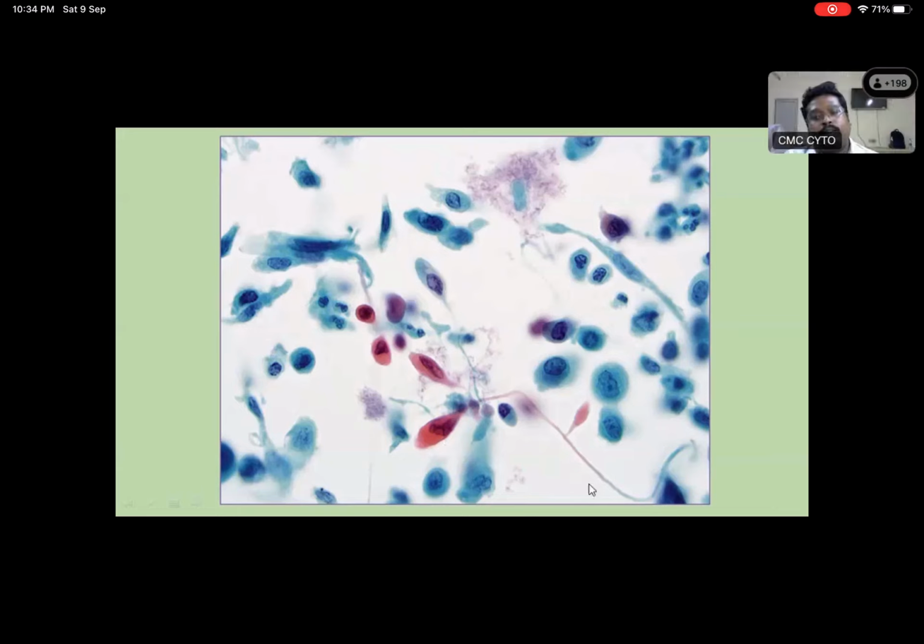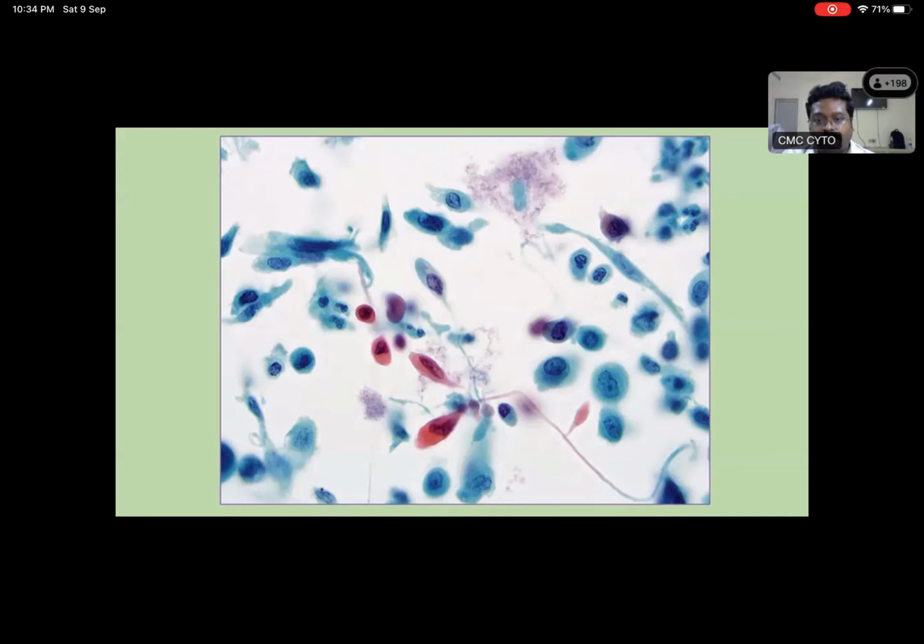Are they also called as what? Caudate cells. And you can see some spindle cells like this, very abnormal looking nuclei, hyperchromasia. Anything in the background you wish to comment on? Tumor diathesis. What is tumor diathesis? Sir, because it is a necrotic debris.